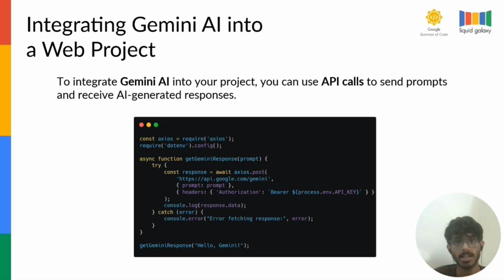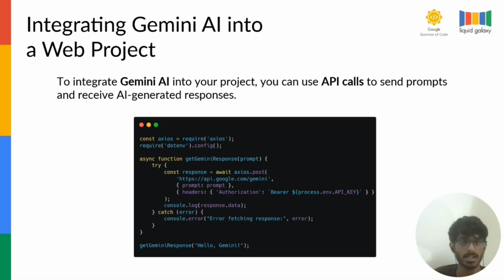Step two, making API calls. Once we have the API key, we can send requests to Gemini AI. Typically, this is done using HTTP requests such as POST, where we provide the input data like text, an image, or a prompt inside the request body.